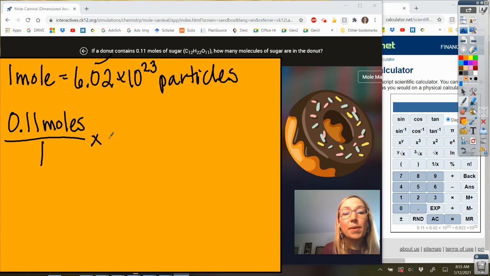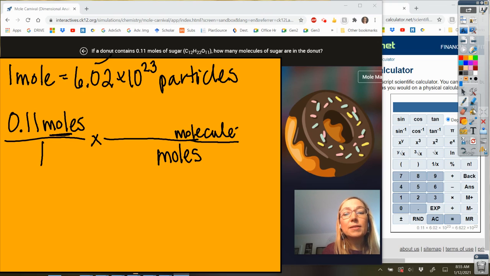And we're going to multiply by a conversion factor. And first thing we're going to look at is the unit. Let's bring down moles into the denominator so we get rid of the unit moles. What do we want to be in? Well, we want to be in molecules. How many molecules are present?